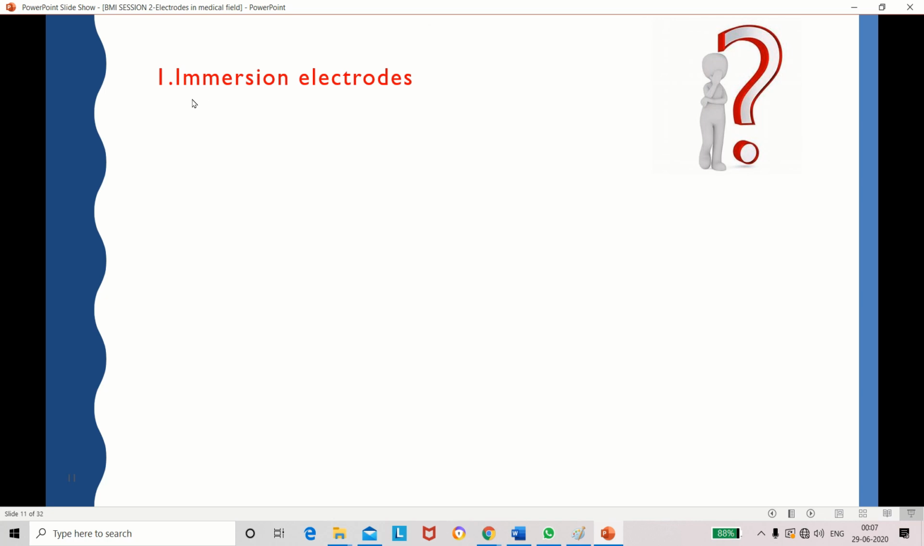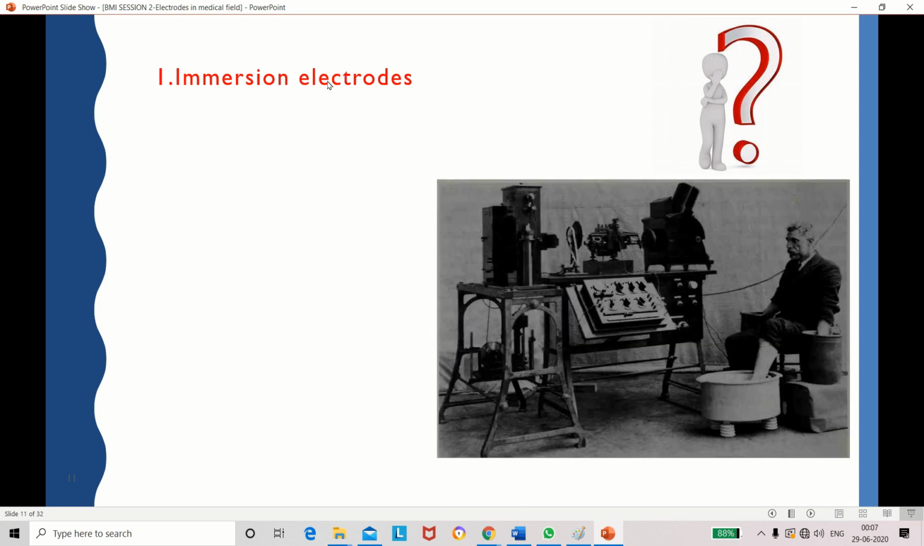See the first topic, immersion electrode. See the title, here we have the word immersion. This is the oldest type of electrode, the first type of electrode. Here we have two buckets. These two buckets are filled with some saline solution. So, what is saline solution? It is water which is mixed with some sodium chloride. That is called a saline solution.